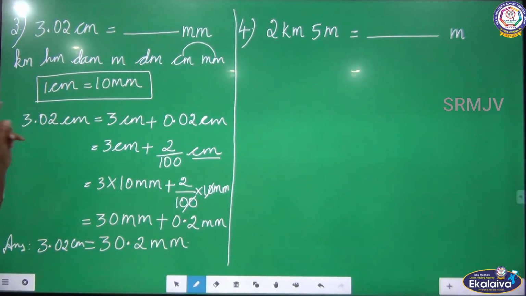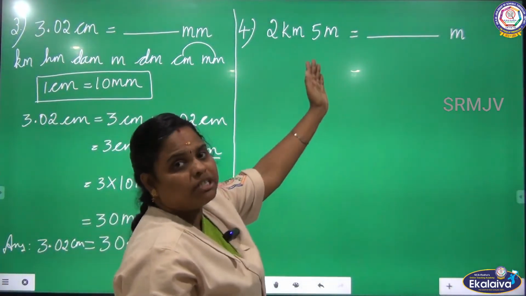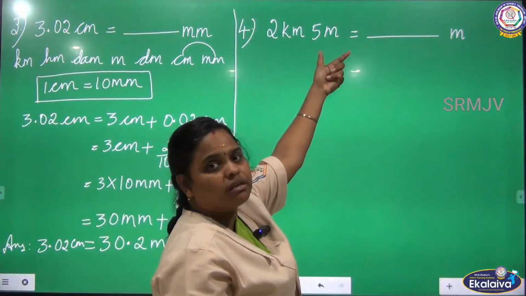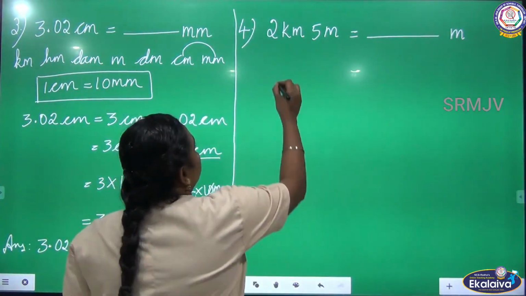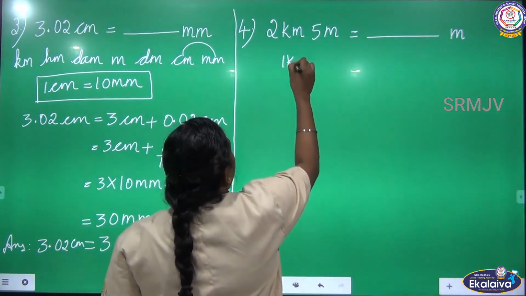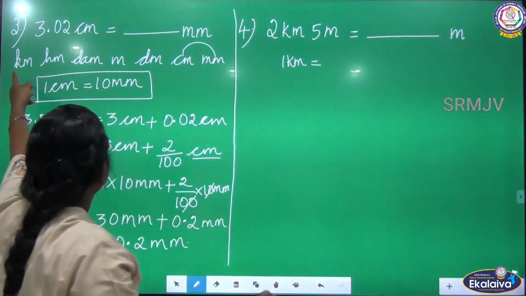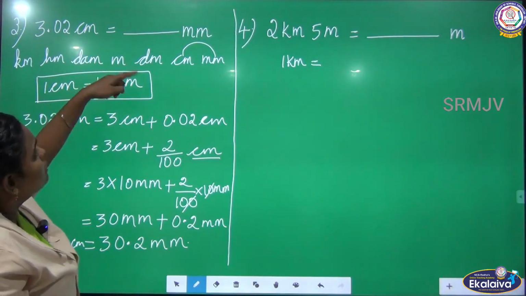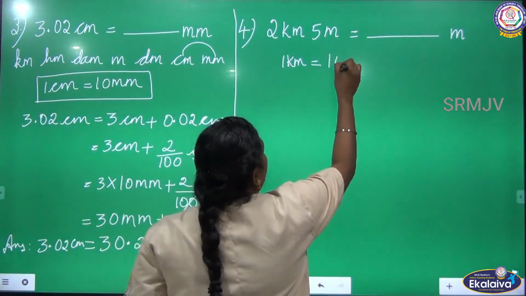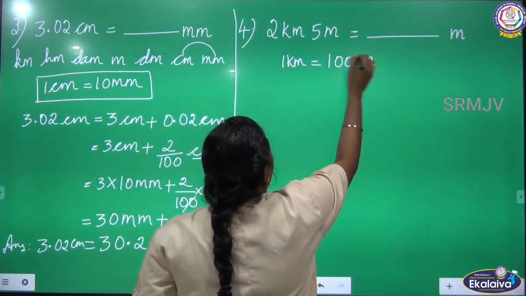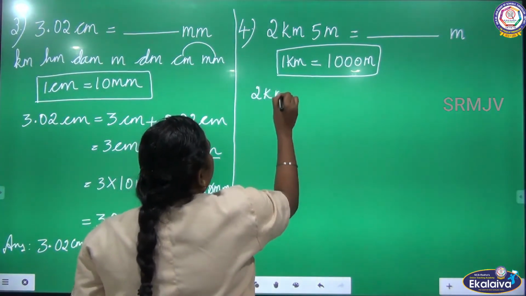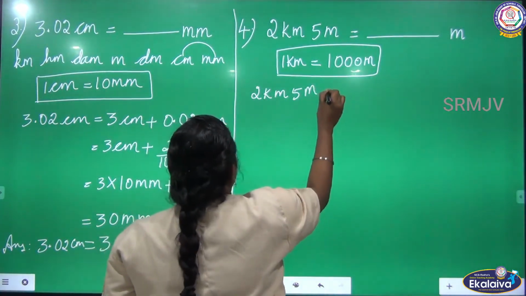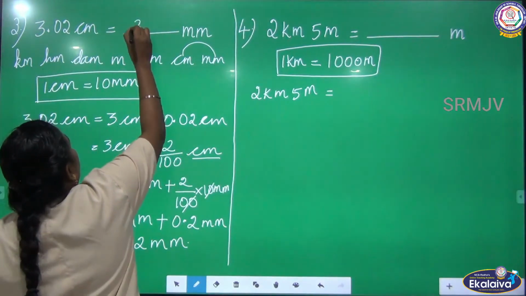Next one, 2 kilometer 5 meter. So we are going to convert kilometer into meter. This is already in meter, so we will convert this 2 kilometer alone into meter. Okay. So 1 kilometer equals how many meters, children? 1000 meters. So 1 kilometer equals 1000 meter.